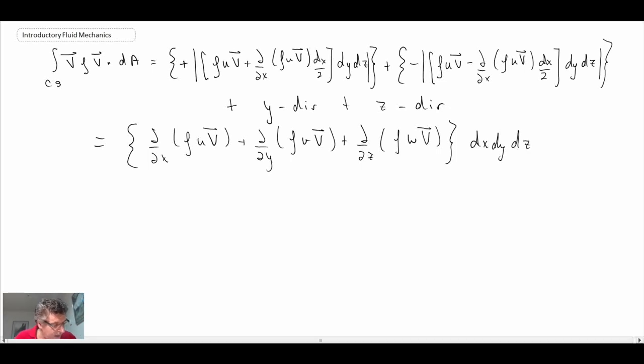So with that, what we can do is combine this with the first term on the right-hand side of the control volume formulation. And on the left-hand side is going to be our forces. So we have our surface forces plus our body forces. And then on the right-hand side, I'm going to pull that volume term up to the front. And we get this.